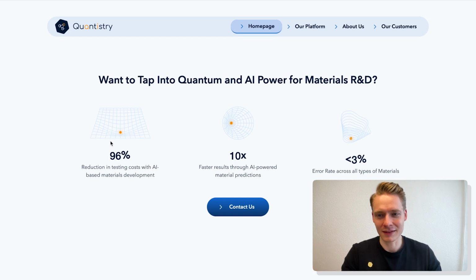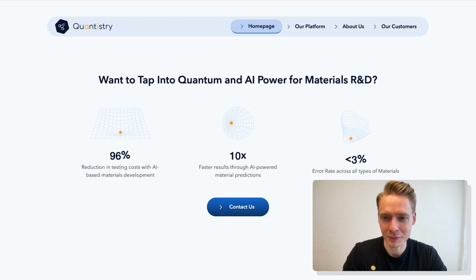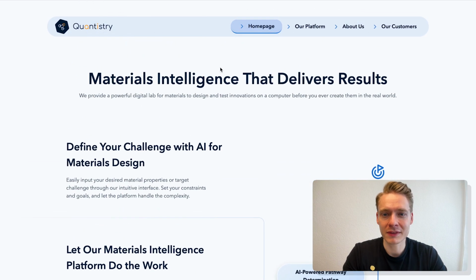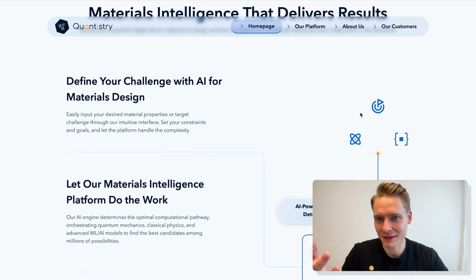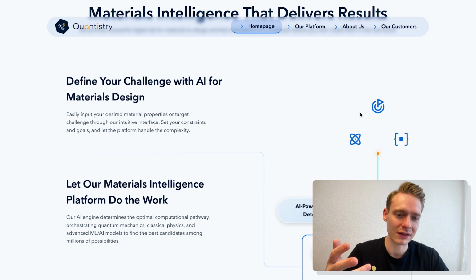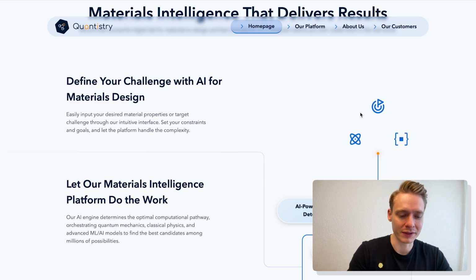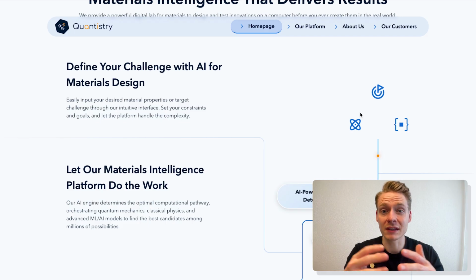And here again, let's say the proposals of the business case, so 96% reduction in testing costs with AI-based materials platform, then 10 times faster results through AI-powered materials prediction, and 3% less error rate across all types of materials. Materials intelligence that deliver results. We provide a powerful digital lab for materials to design and test innovation on a computer before you ever create them in the real world. So again, this is the proposal. You do the simulation in the cloud, and you don't do it in the real world. And this is delivered here as a service.